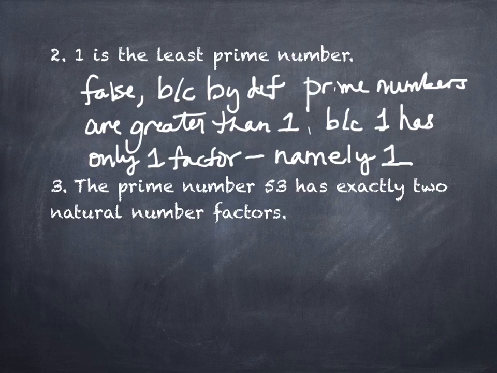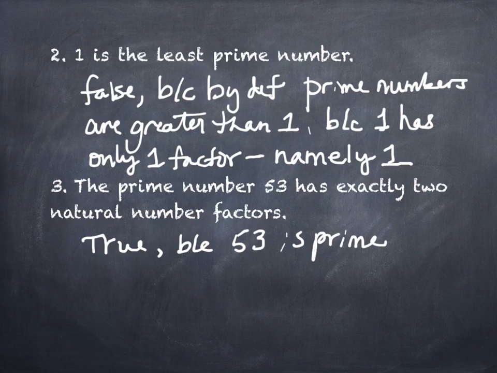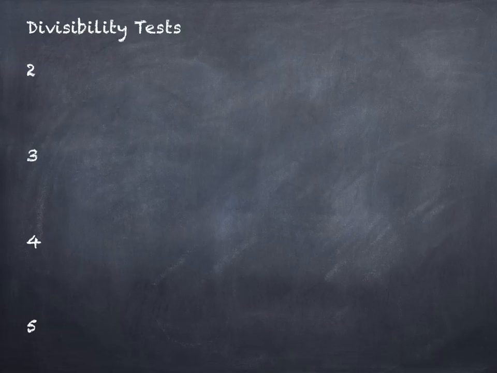The prime number 53 has exactly 2 natural number factors, and that is true. It has 2 because it has itself and 1. Every number has at least those 2 factors. And it's true that it has exactly 2 in this case because 53 is prime. And again, by definition, 53 being prime means that it has exactly 2 factors, itself and 1.